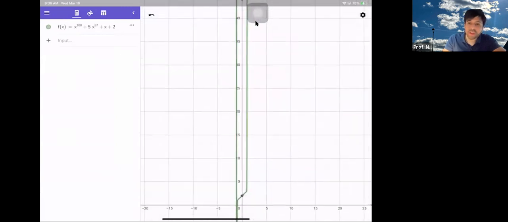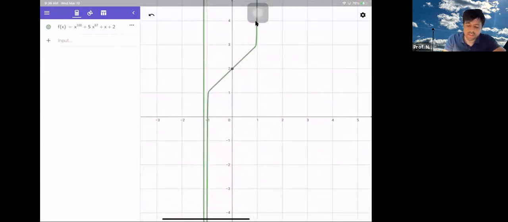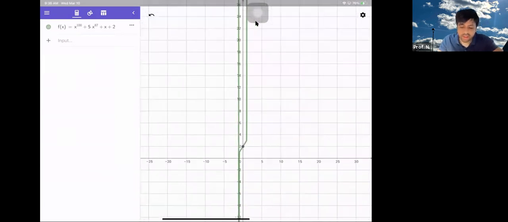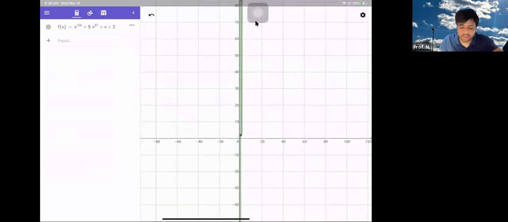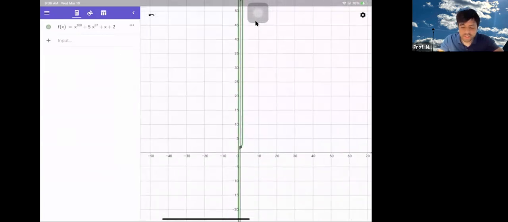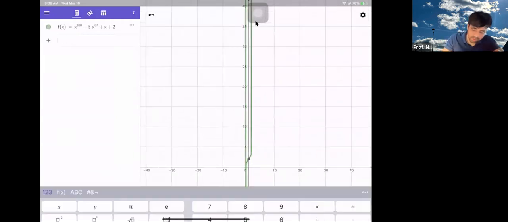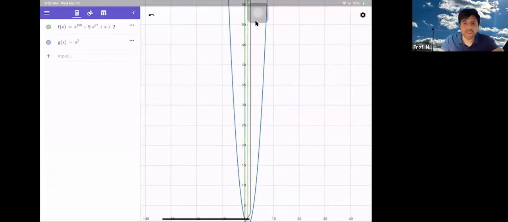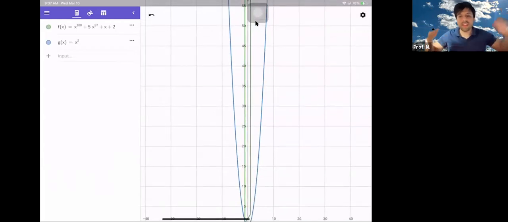But again, what do I care about? I care about the ends, right? I don't care about what happens necessarily inside, in between. At the ends is what I care about. Well, this looks very narrow, but it looks like what? So what if I write x squared? Again, I only care about the ends. At the ends, whether I'm on the right or on the left, they're both going up.